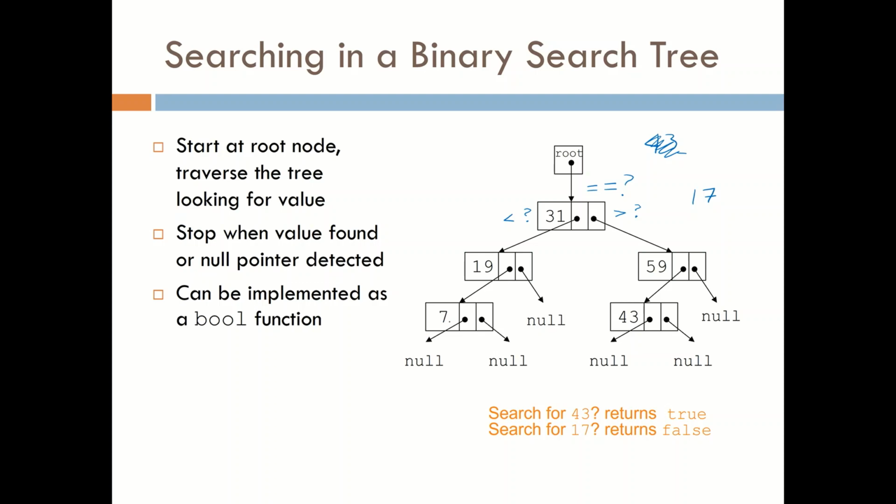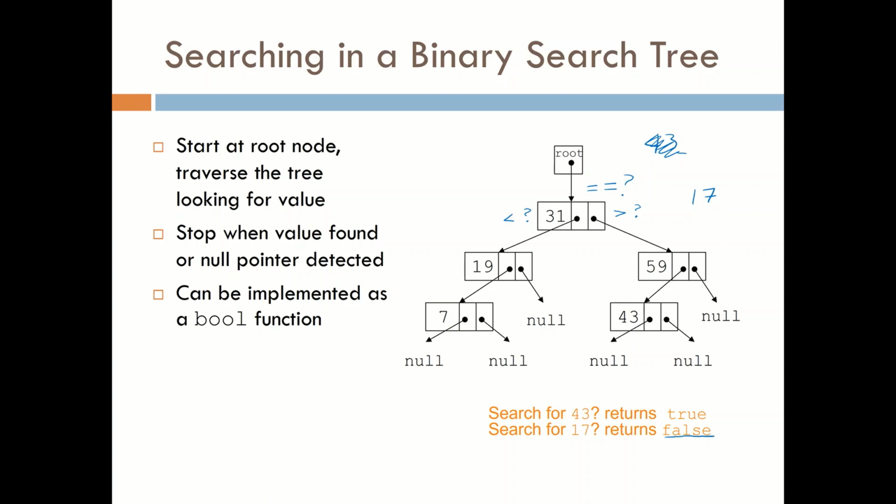So then I ask, is the 17 I'm looking for greater than this value? It is. And so I traverse down this particular pointer, and then I notice that it's a null pointer. I haven't found it. Therefore, I will return false in that particular case.